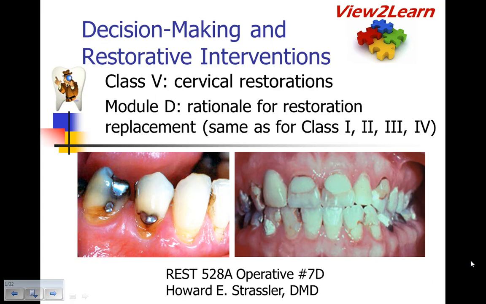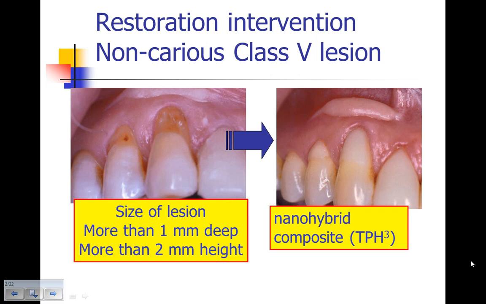This is Dr. Howard Strassler presenting the e-lecture Decision-Making in Restorative Interventions, Class V Cervical Restorations, and this Module D will look at the rationale for restoration replacement. Keep in mind the reason for restoration replacement many times is the same as for a Class I, Class II, Class III, or Class IV. So let's take a look.